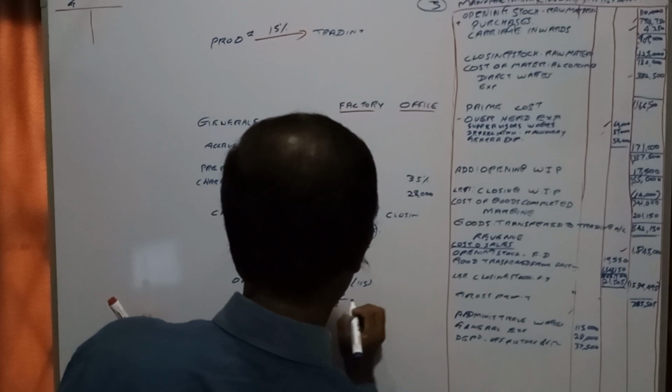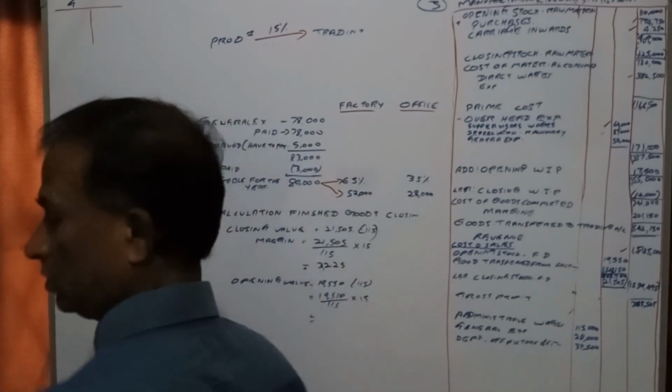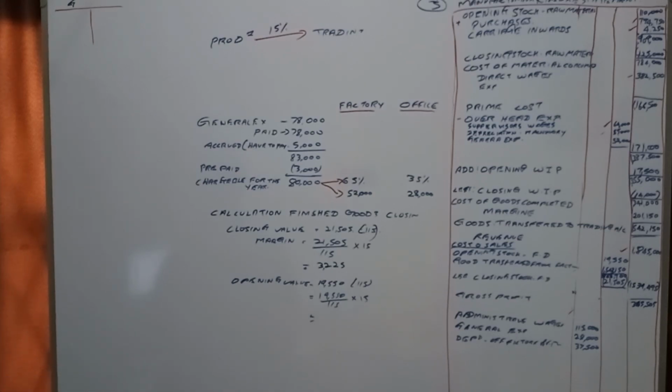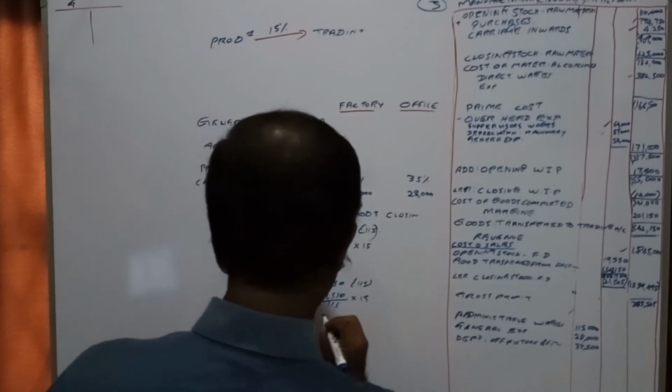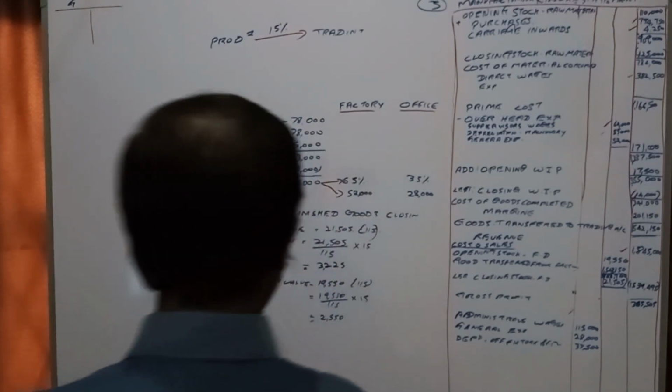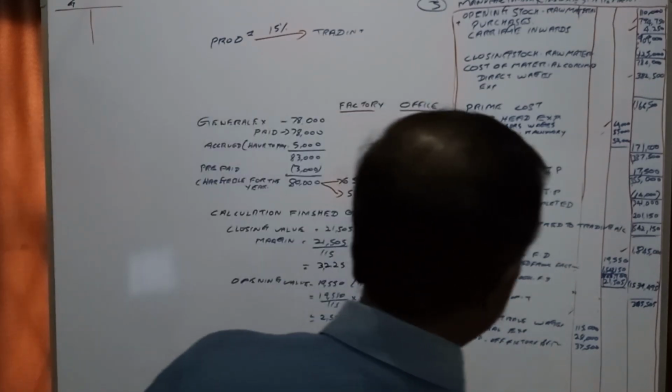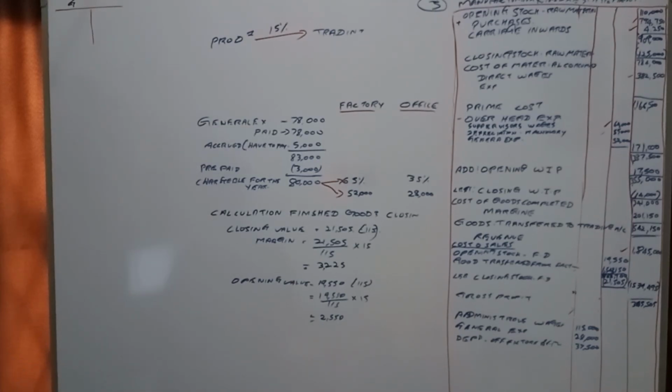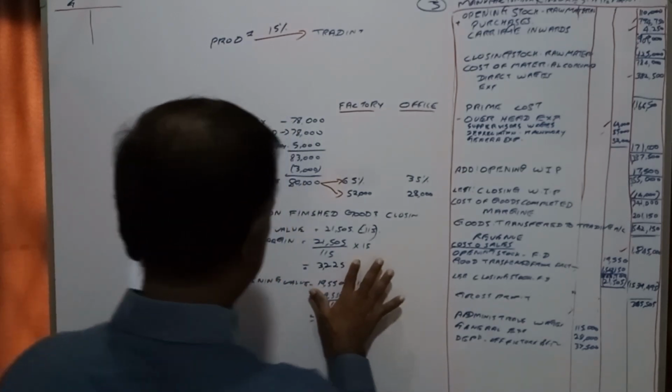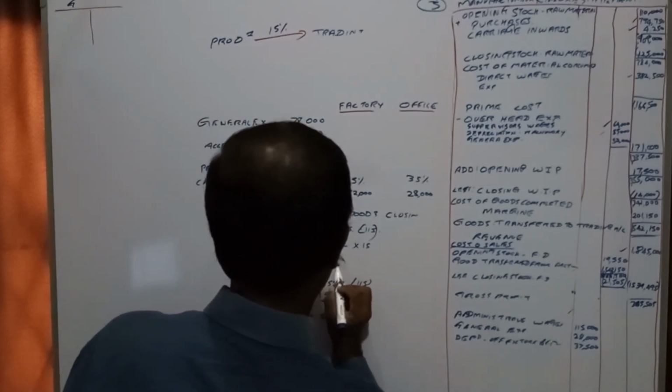Then 19,550 divided by 115 into 15%. That is equal to 2,550. Right? 21,505 divided by 115 into 15 is 2,805.